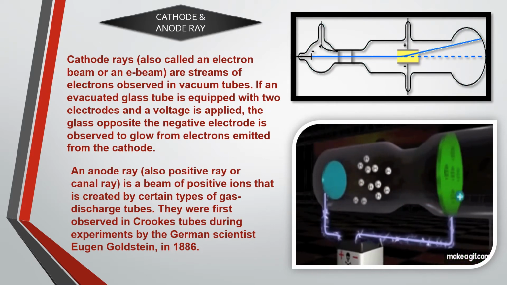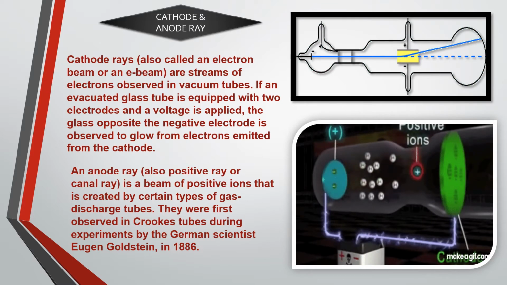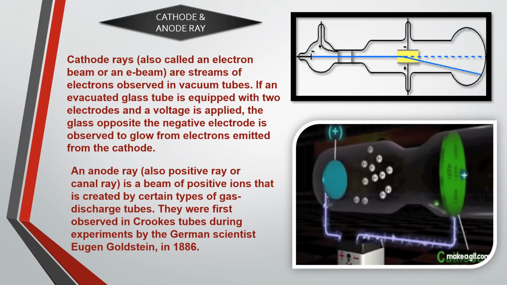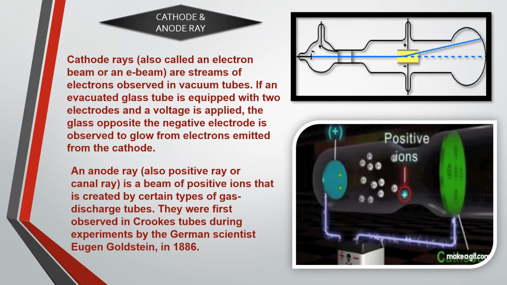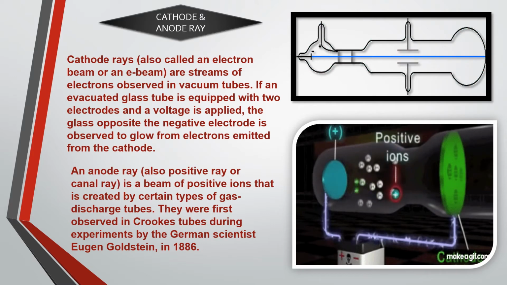A stream of invisible ray is emitted from the surface of the cathode, which moves in a straight line towards the anode with a high velocity. These rays are called the cathode rays as they originate at the cathode. This is the definition of cathode ray. Now, what are the properties or characteristics of cathode ray?